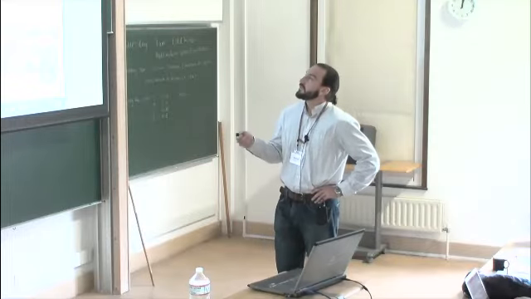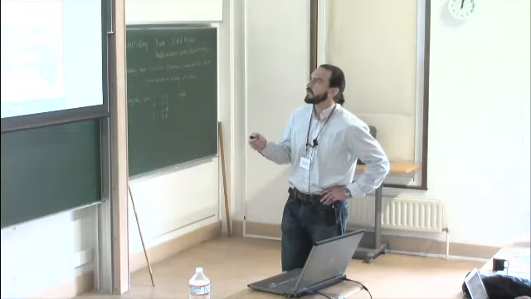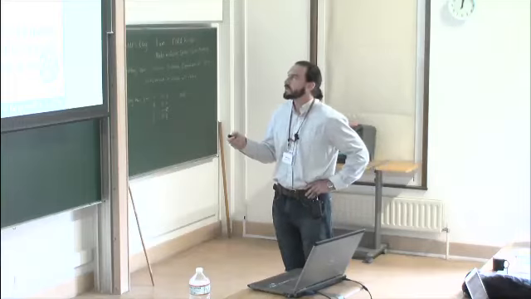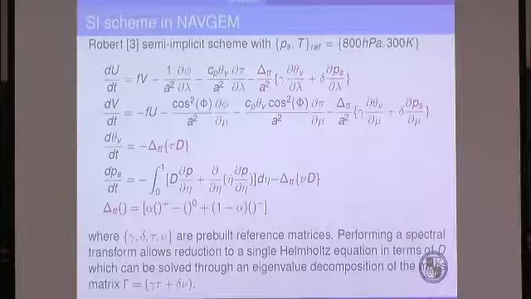And so we have this system here. And if you go to spectral space, you can get a divergence equation out of this. And then we can do some algebra and reduce this to a Helmholtz equation of divergence. And then we can do an eigenvalue decomposition in the vertical of a mass matrix to solve it, to get our semi-implicit correction.